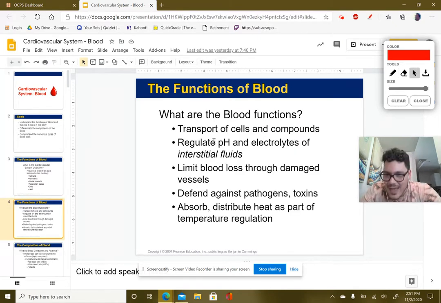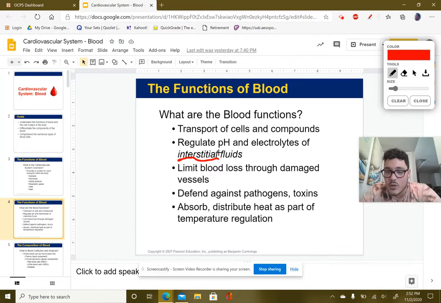So a little bit more on that. Again, transportation of cells and compounds we talked about. Regulating pH, which, remember, is how acidic or basic something is, a pretty big deal. Electrolytes involving interstitial fluids. That's a vocab term that we should be aware of. Interstitial means in between tissue. So this is the stuff that's found in the gaps of your tissue, if you want to call it that. So interstitial in this case is just referencing in between tissue. So your blood is going to help regulate that stuff.